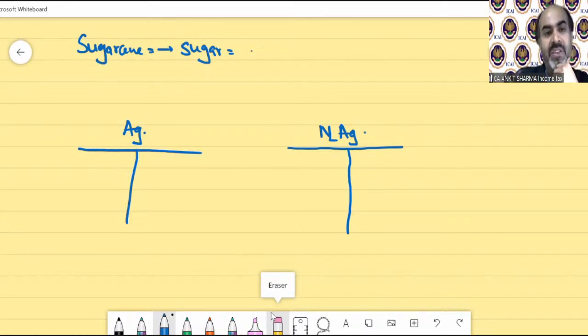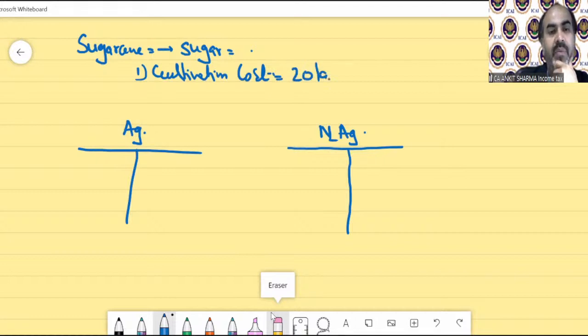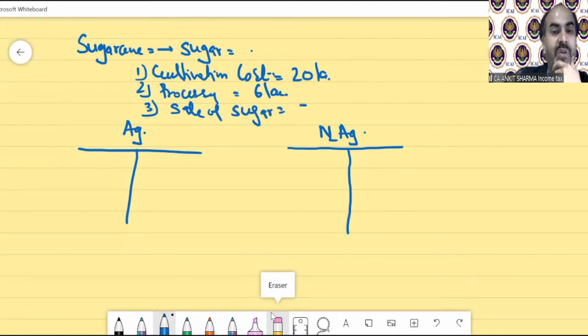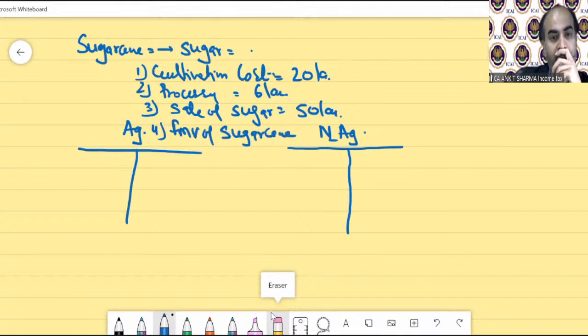The information will be given like this. That will be cultivation cost of sugarcane. For example, it is given in the question as 20 lakh. Then processing cost to make sugarcane converted into sugar, that might be given in the question as 6 lakh. Then again, sale of sugar. Ultimately, you technically sell sugar in the market, of course. So the sale of sugar in the market is for rupees 50 lakh. And the last information which will be provided is the fair market value of sugarcane. If you do not produce sugar and just sold the sugarcane in the market, the fair market value should be given in the question, and that is given as 21 lakh.